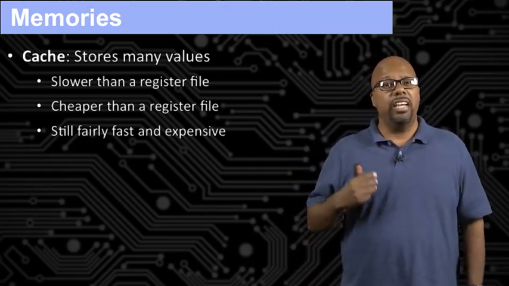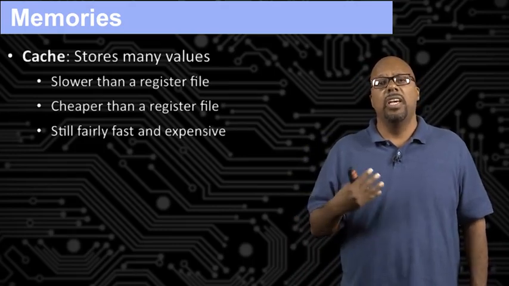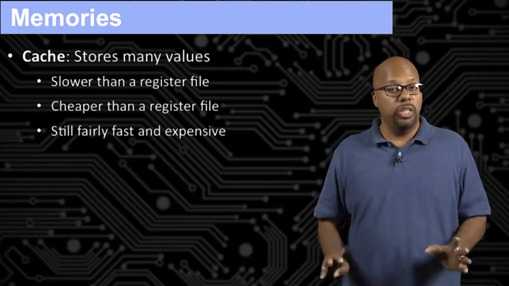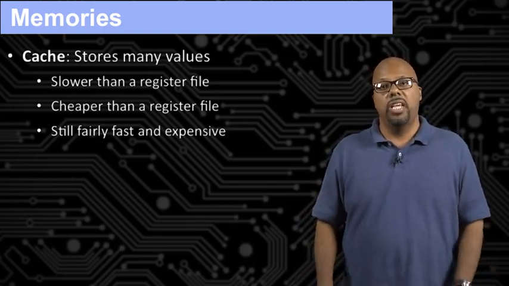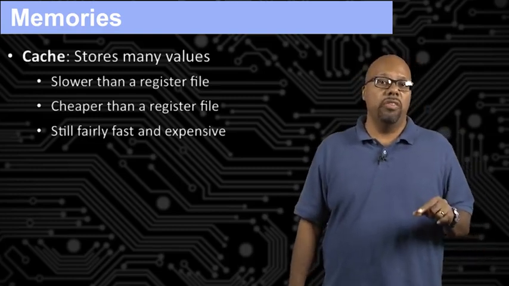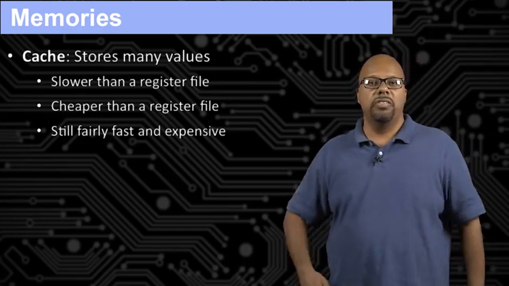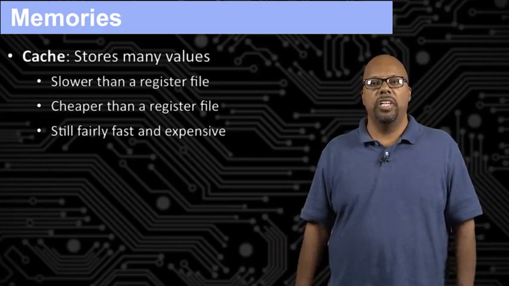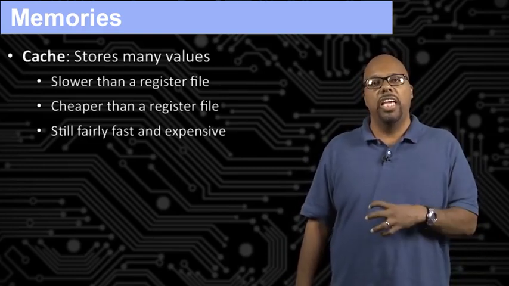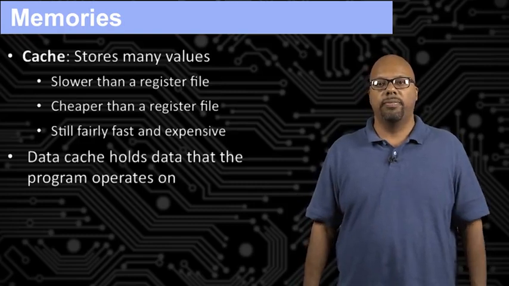A register file, you could access in a fraction of a clock cycle. A cache typically takes you a full clock cycle to access, which is pretty good, but not as good as a register file. Still fast and expensive. They're cheaper than register files, but more expensive than larger memories. So that's a cache, and that's on chip. You would find that on the same integrated circuit as the microcontroller.